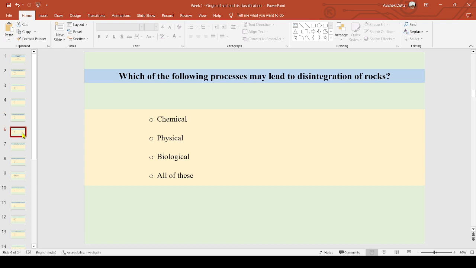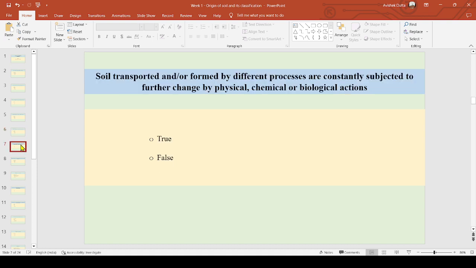Which of the following processes may lead to disintegration of rocks? Which process may lead to disintegration of rock? Is it a chemical process or physical process or a biological process or all of these? A true false statement: soil transported and or formed by different processes are constantly subjected to further change by physical, chemical, or biological actions. Is it true or false?